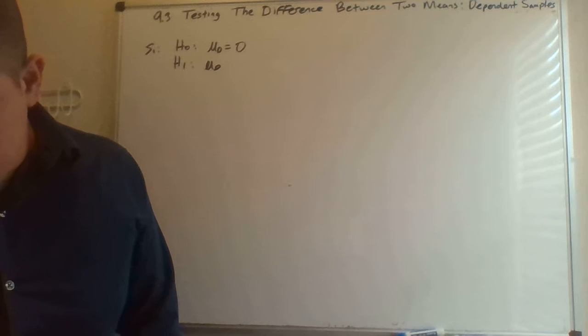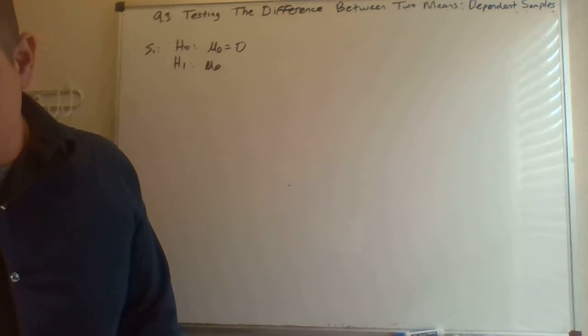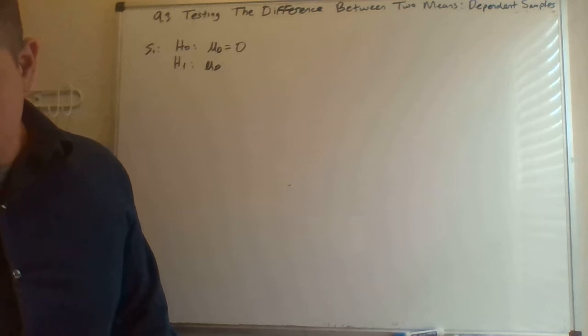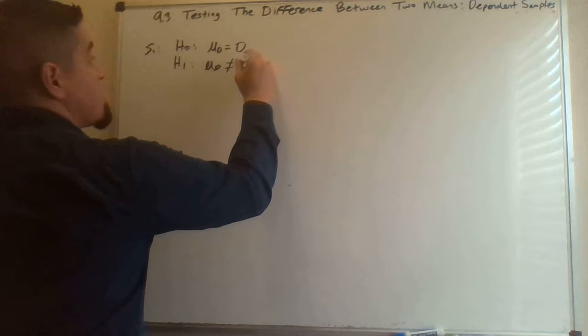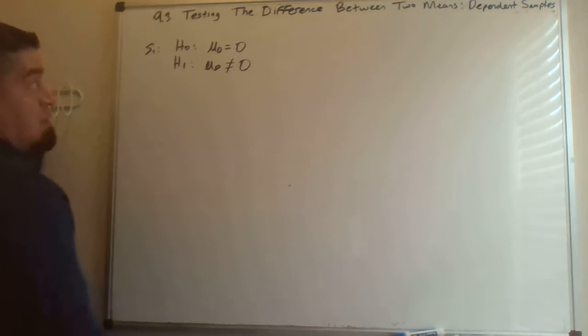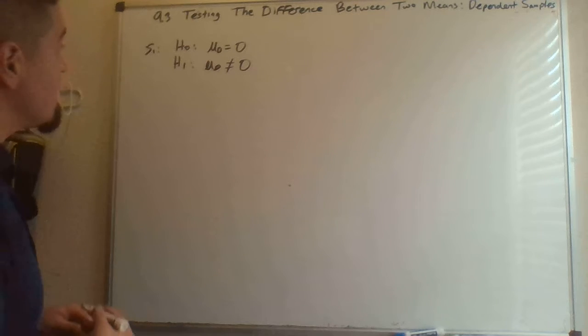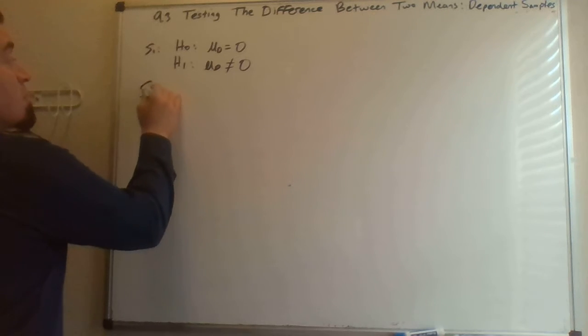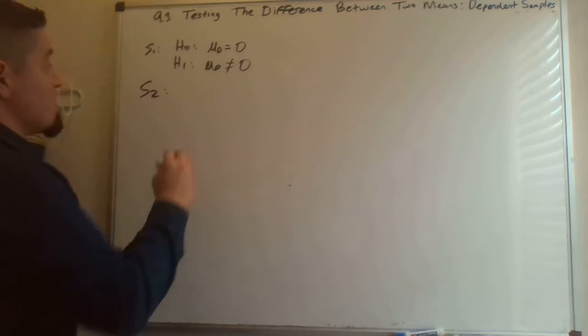So in the problem it says, can it be concluded that the cholesterol level has been changed? Changed indicating being different. So that would be our alternative, that it's different. So this is a what? Left-tailed, two-tailed, or right-tailed test? It's not equal to, so therefore it's a two-tailed test. And so we'll move into step 2, which is to find the critical value at alpha equal to 0.02.